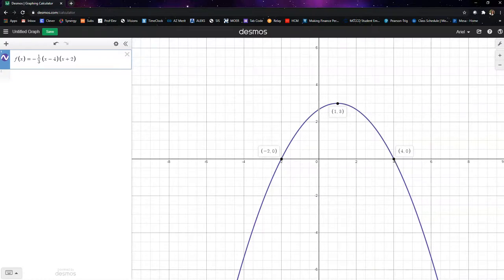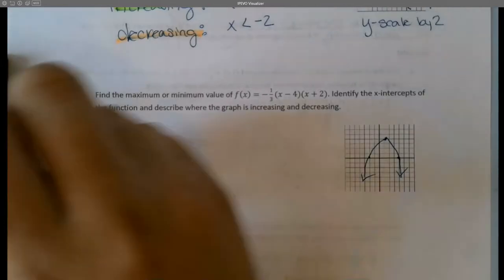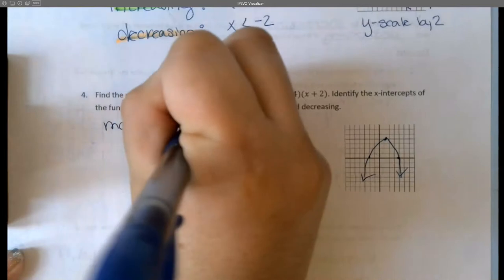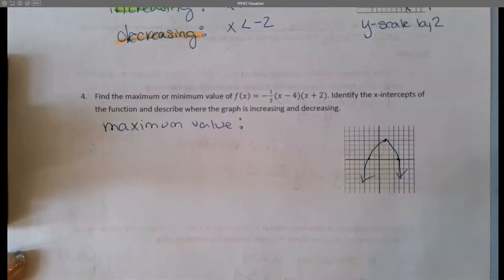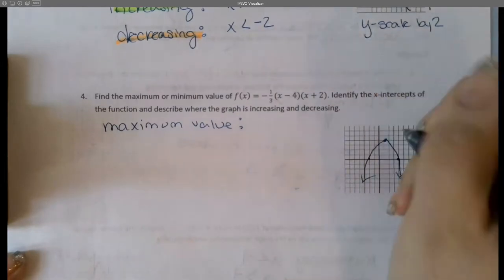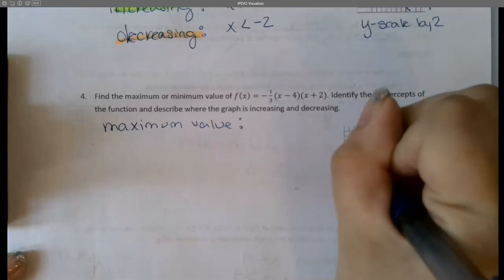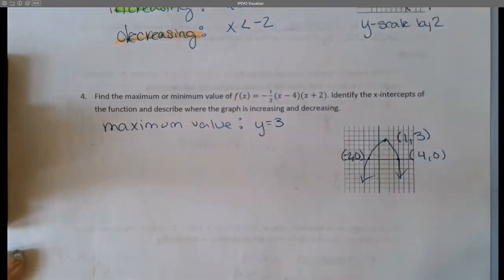Okay, so we're going to go back and look at my paper. I don't know why it takes a second to load. So this one has a high point, so my maximum value. I forgot to say my maximum value or my minimum value on the last one. My maximum value here is the y point, which remember our vertex was 1, 3. So my maximum value here is y equals 3.